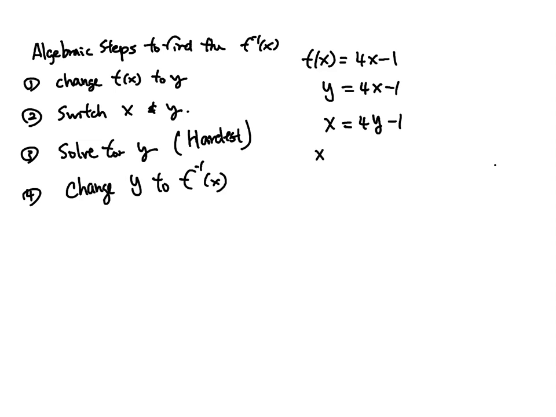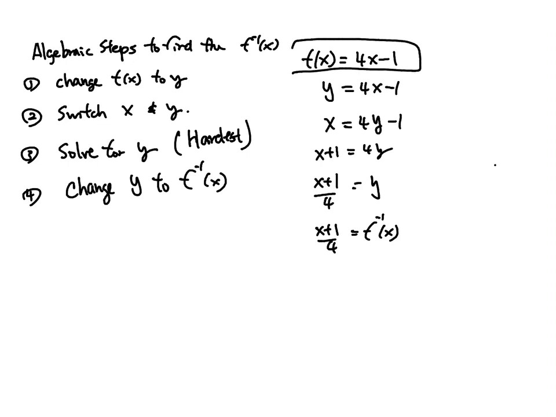So this is x plus 1 is 4y. So y is (x plus 1) over 4. Once we're done solving for y, we change it over to the inverse function. And feel free to graph this. If you graph this on Desmos or your graphing calculator, you'll see that they definitely are mirror images of each other over the line y equals x.